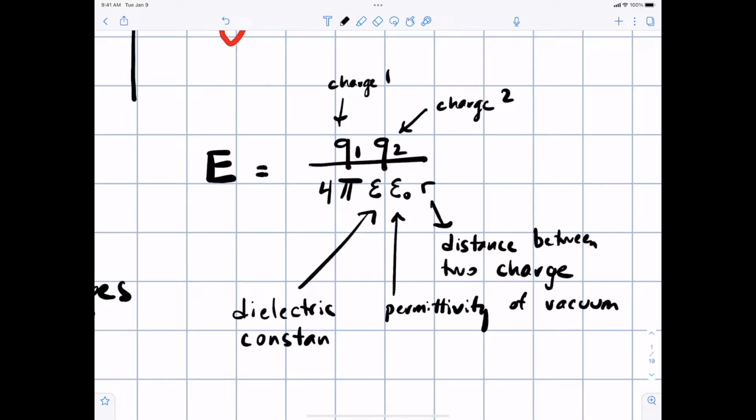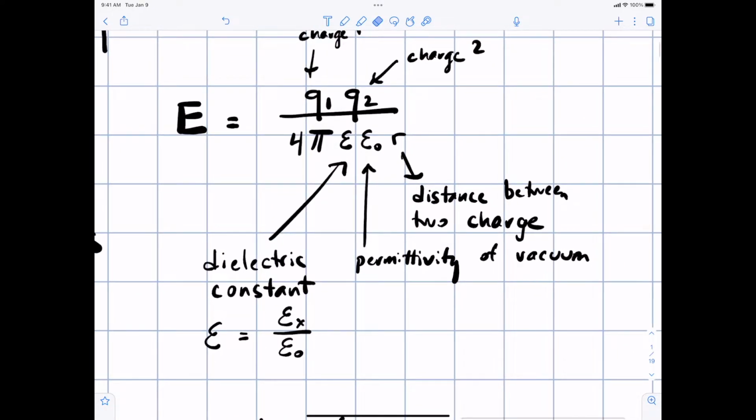And this basically says relative to a vacuum, the dielectric constant equals the permittivity of whatever medium you have, medium X, divided by the permittivity of a vacuum. So it tells you relative to a vacuum how responsive the medium, or the space between the two charges, is to an electric field.